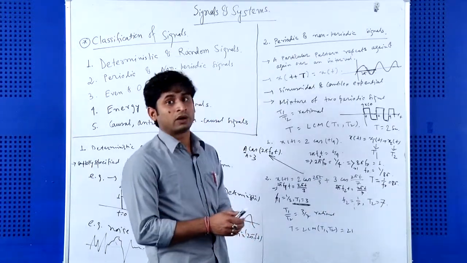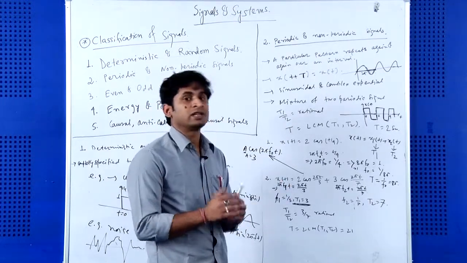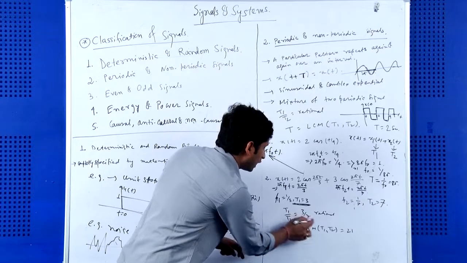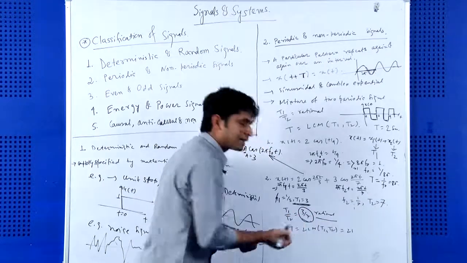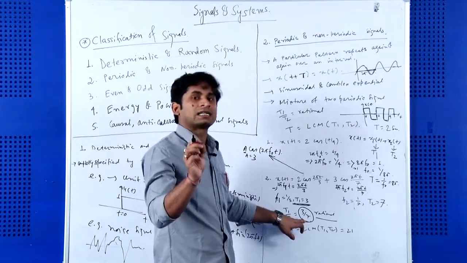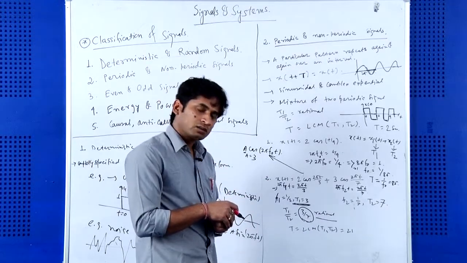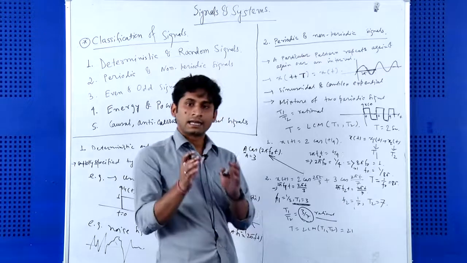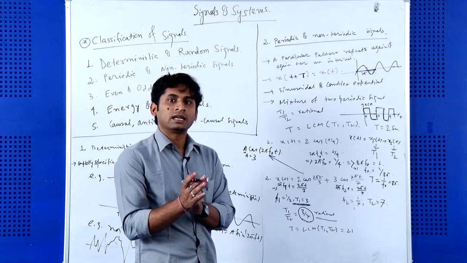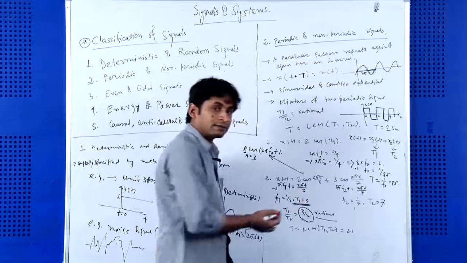Now find the ratio of T1 and T2. If it is a rational number, then the signal x(t) is periodic. If it is not a rational number, then the signal x(t) is not periodic. T1 by T2 is equal to 3 by 7, which is obviously a rational number. So as T1 by T2 is 3 by 7 and it is rational, x(t) is a periodic signal. This is the procedure to check whether a signal consisting of two or more periodic signals is periodic or aperiodic. So this signal is periodic.